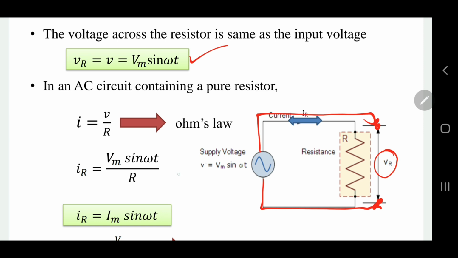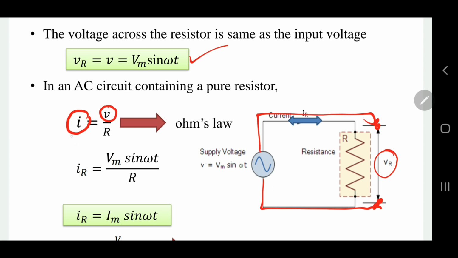How can we find the current through the resistor? Just by using Ohm's law. We know that current is equal to voltage by R, but here you have to note that the small letters i and v actually represent the instantaneous value of voltage. Why? Because the sinusoidal waveform is already an instantaneous value. So the current will also be an instantaneous value of current.